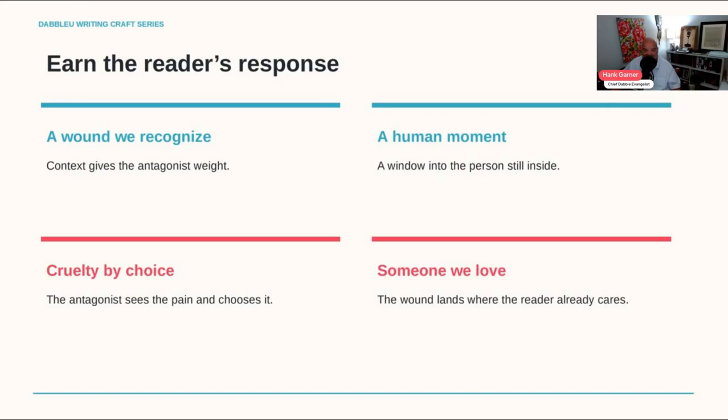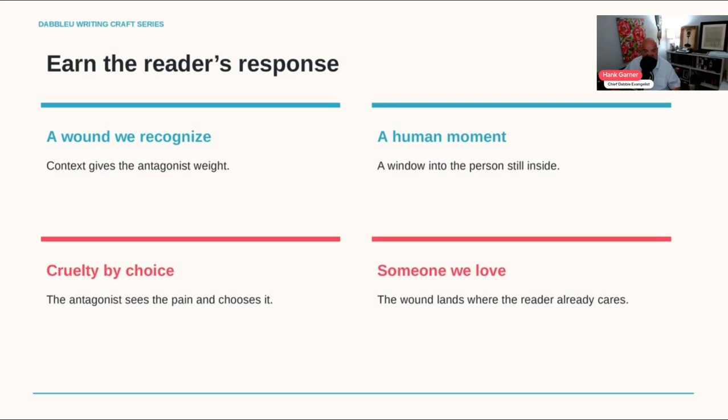Then there's the muddy middle. The antagonist has a sad childhood mentioned once, but we never feel it. He threatens people, but nobody we care about pays a real price. He's too unpleasant to ache for and too harmless to hate. When he enters a scene, the reader shrugs. You fix the muddy middle by choosing the reader's emotional lane and then earning it on the page.